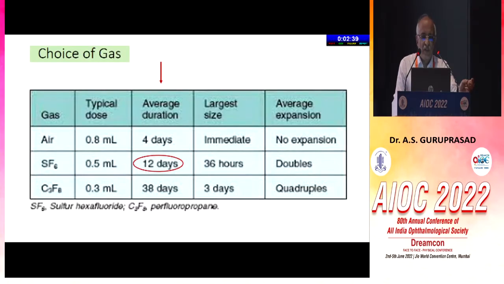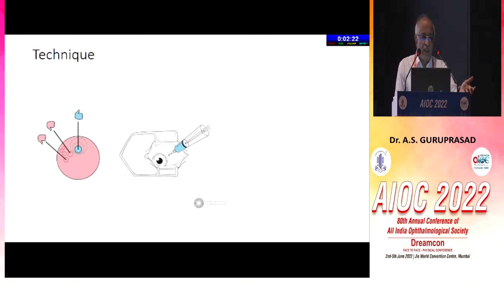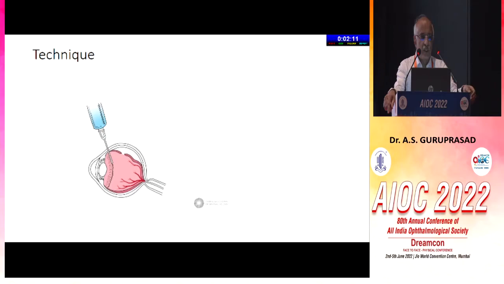So the choice of gas will depend on the duration of extended tamponade required. Usually SF6 lasts for 12 days and C3F8 for 38 days. So depending on what the case may demand, we can use that particular gas. Coming to the technique, injection is usually done in an area where the gas bubble is not likely to go into fish eggs, that is usually in the superior quadrant.